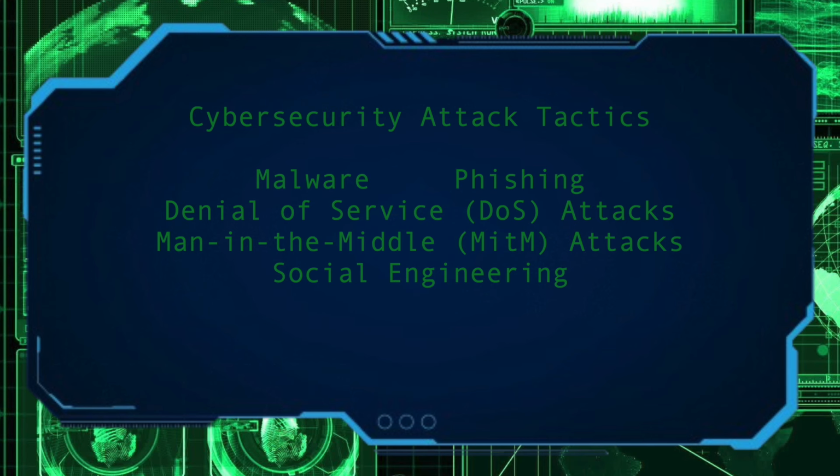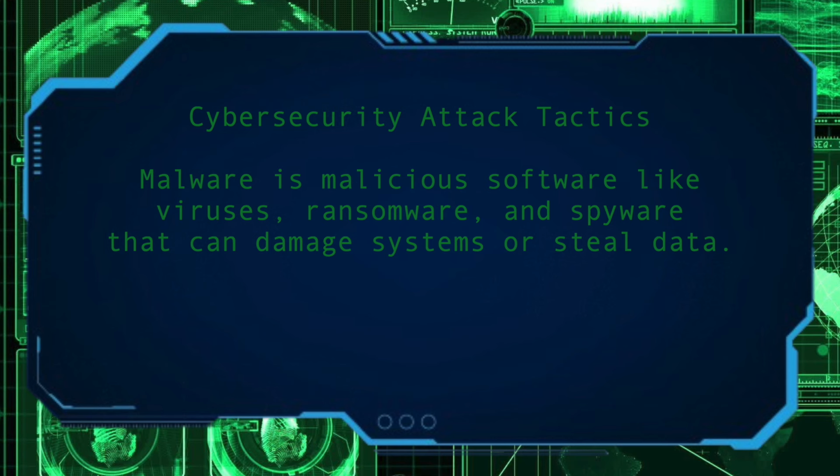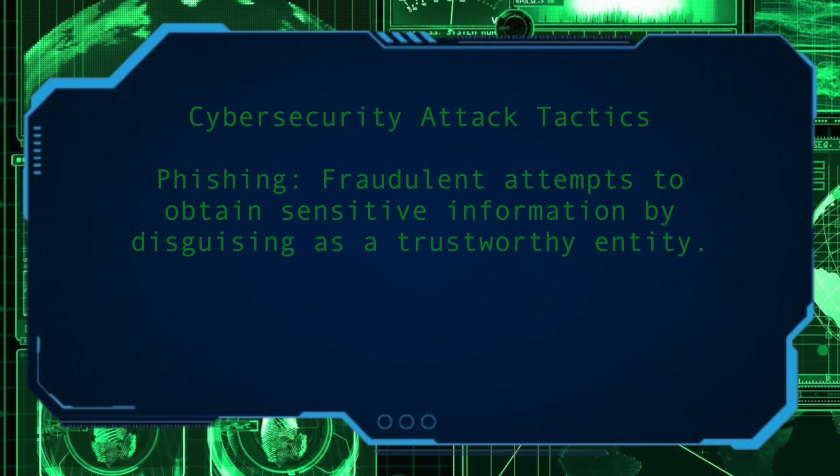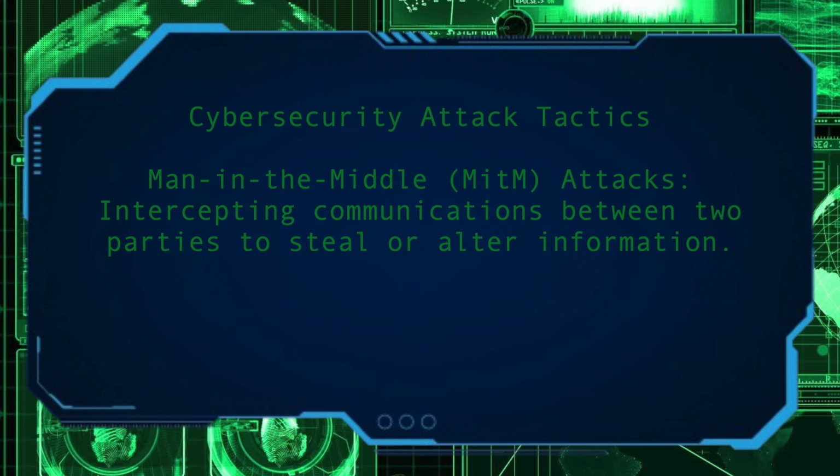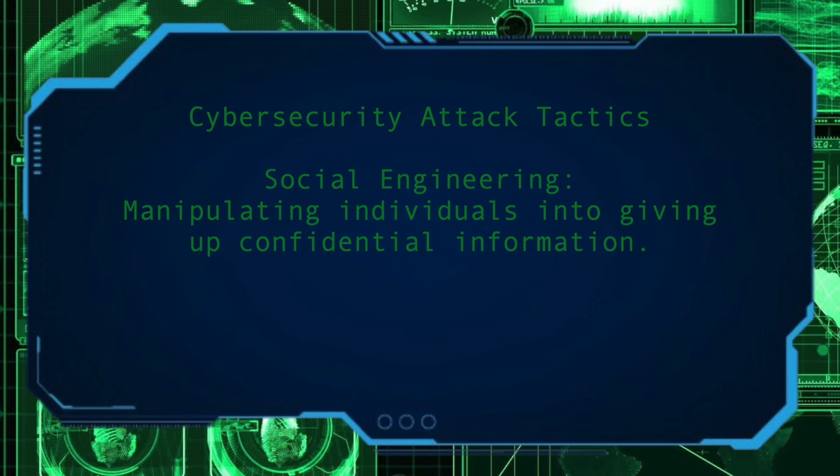First up is malware. Malware is malicious software like viruses, ransomware, and spyware that can damage systems or steal data. Phishing. Fraudulent attempts to obtain sensitive information by disguising as a trustworthy entity. Denial of service, or DOS attacks. Overwhelming a network or system to make it unavailable to legitimate users. Man-in-the-middle attacks. Intercepting communications between two parties to steal or alter information. And social engineering, which is manipulating individuals into giving up confidential information.